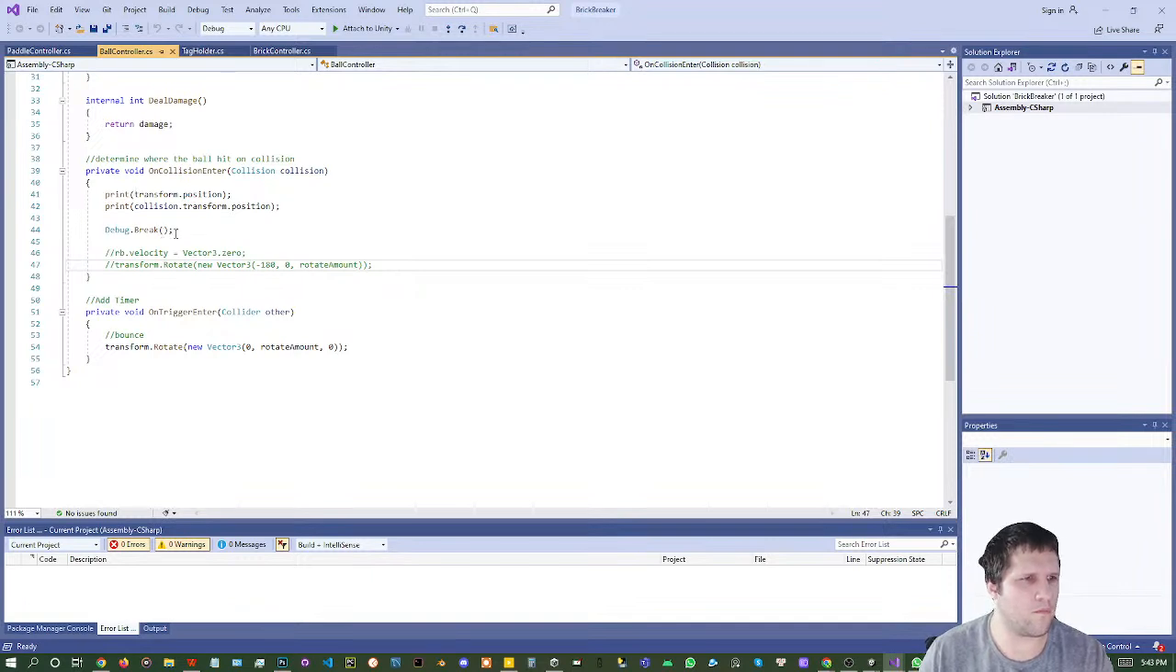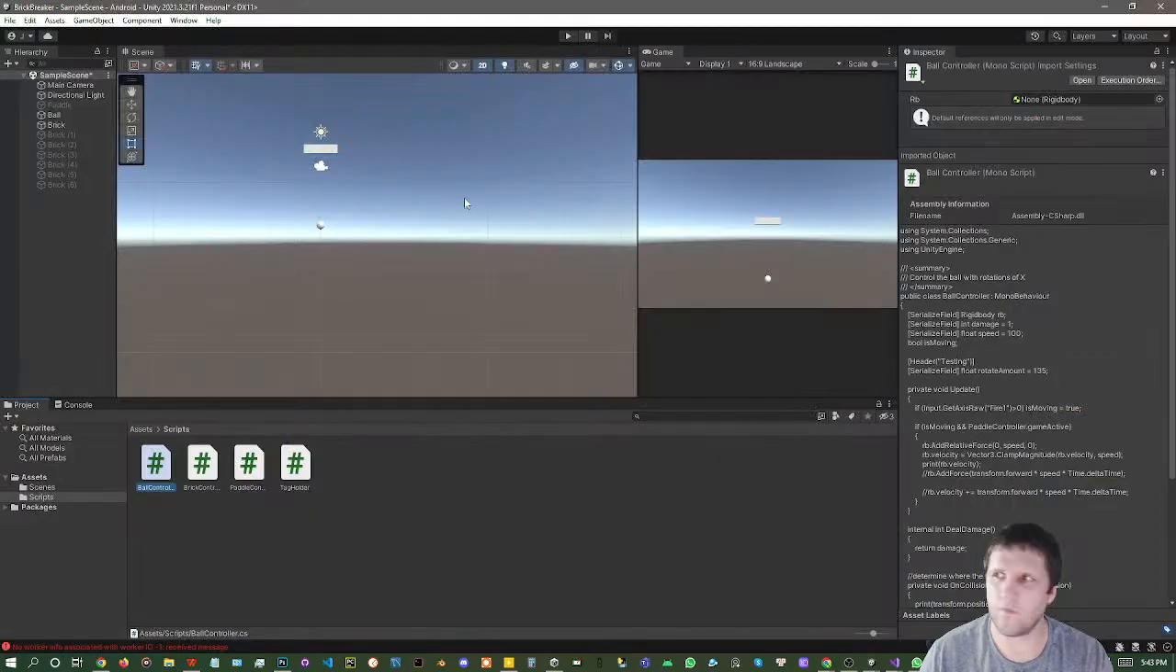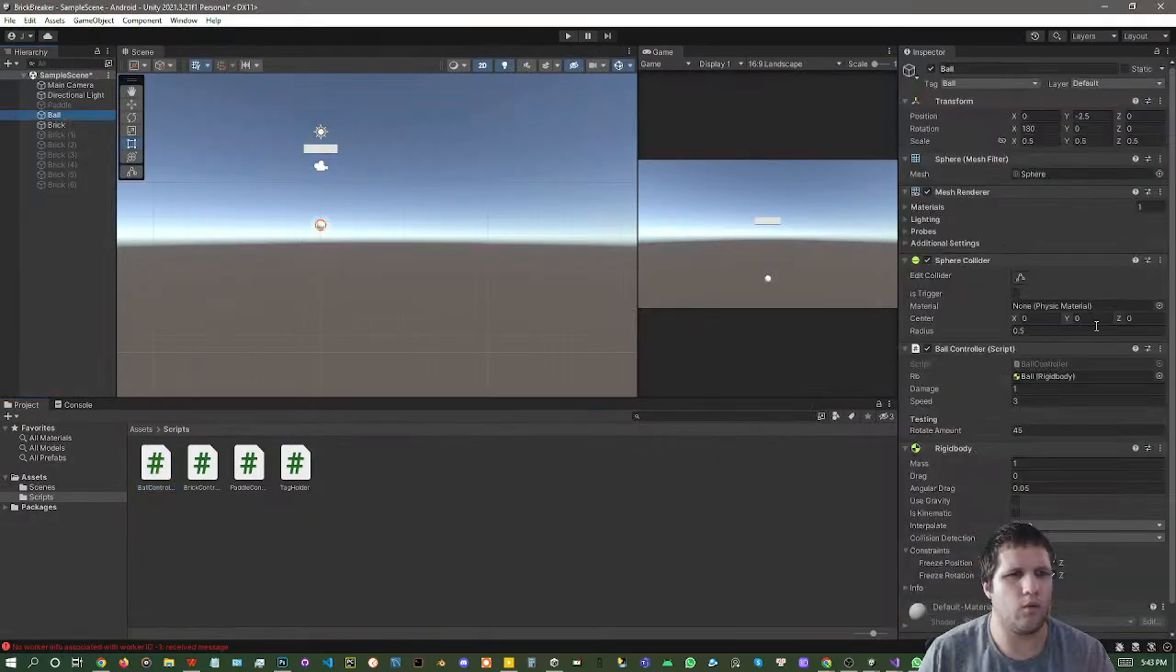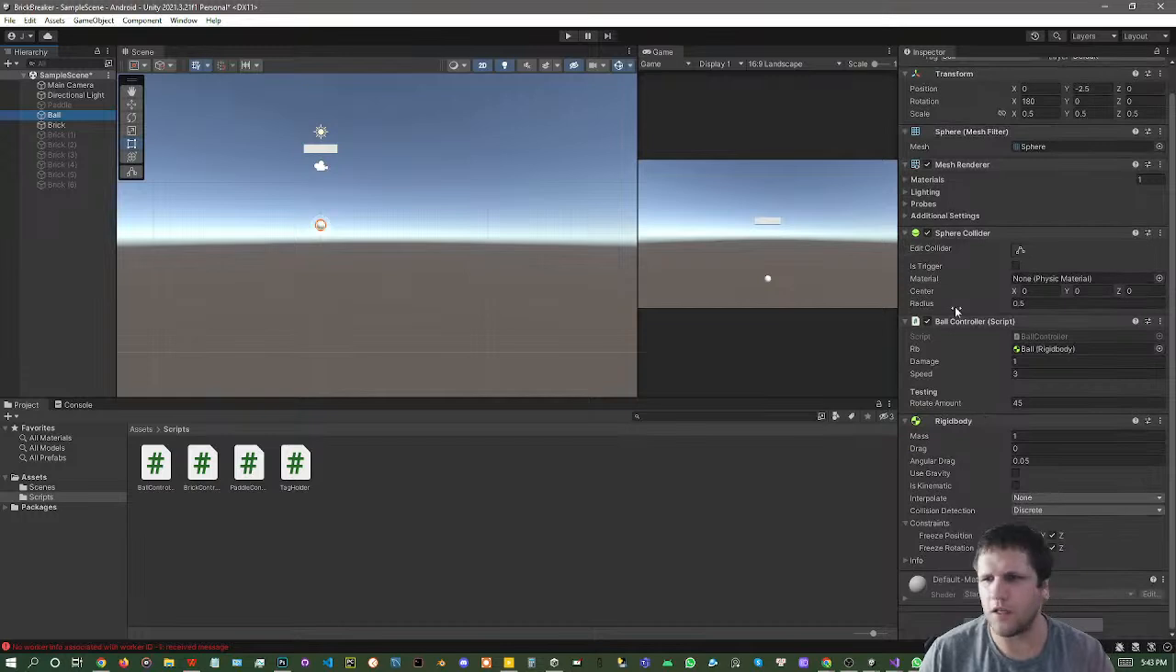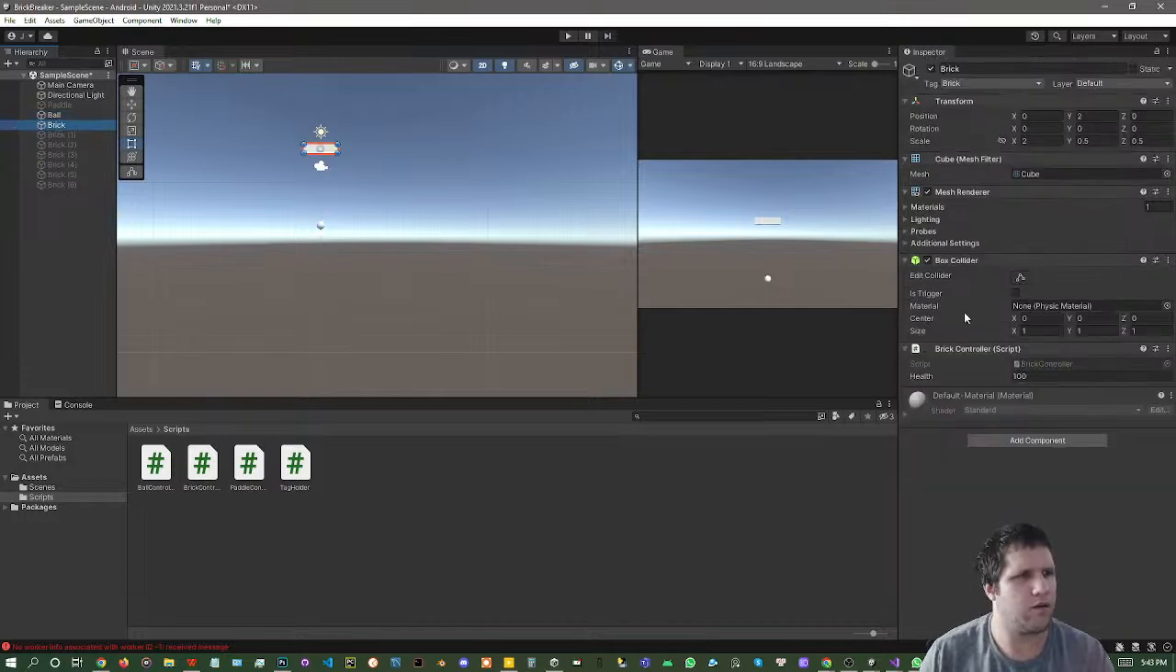Okay, so now we are at the on-collision intake. One of the things that I was thinking of is we would get the collider size.